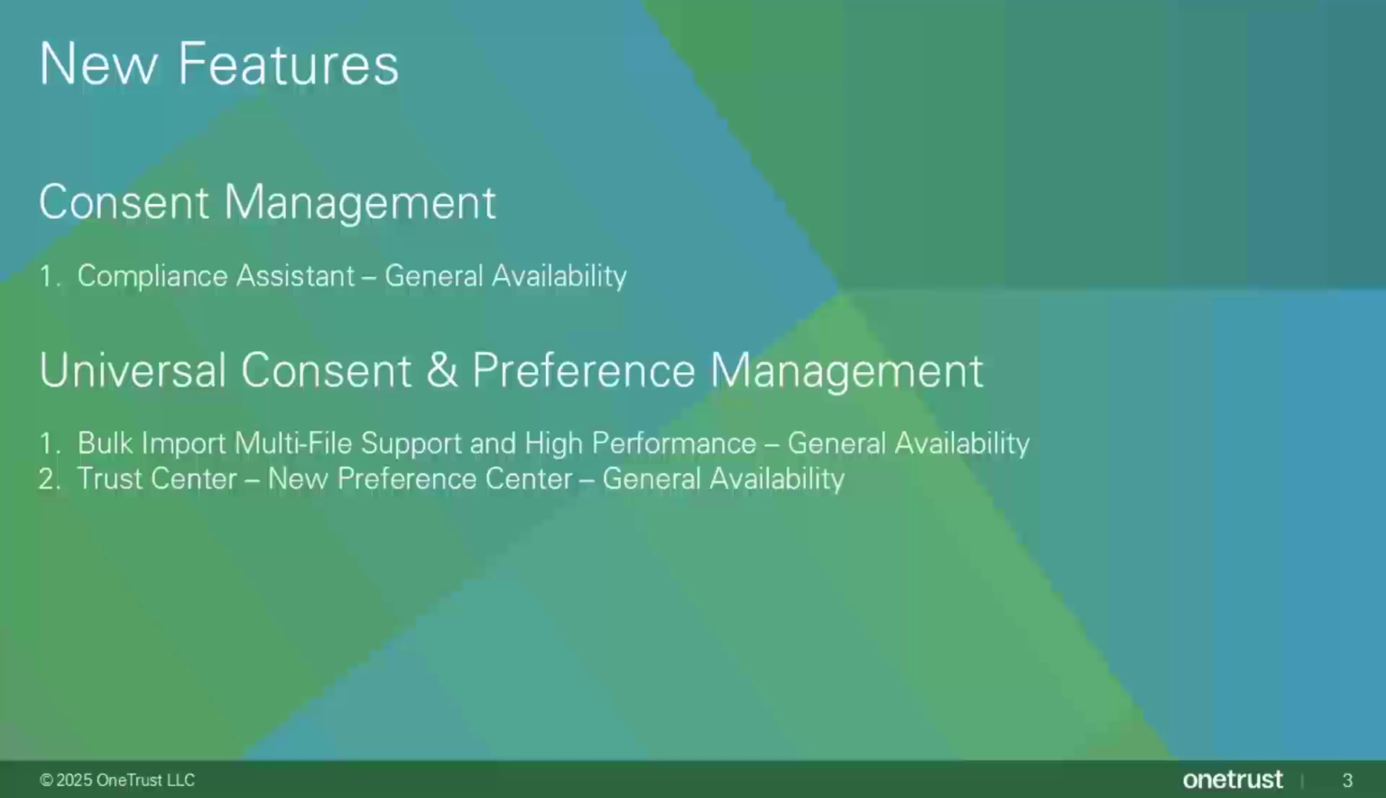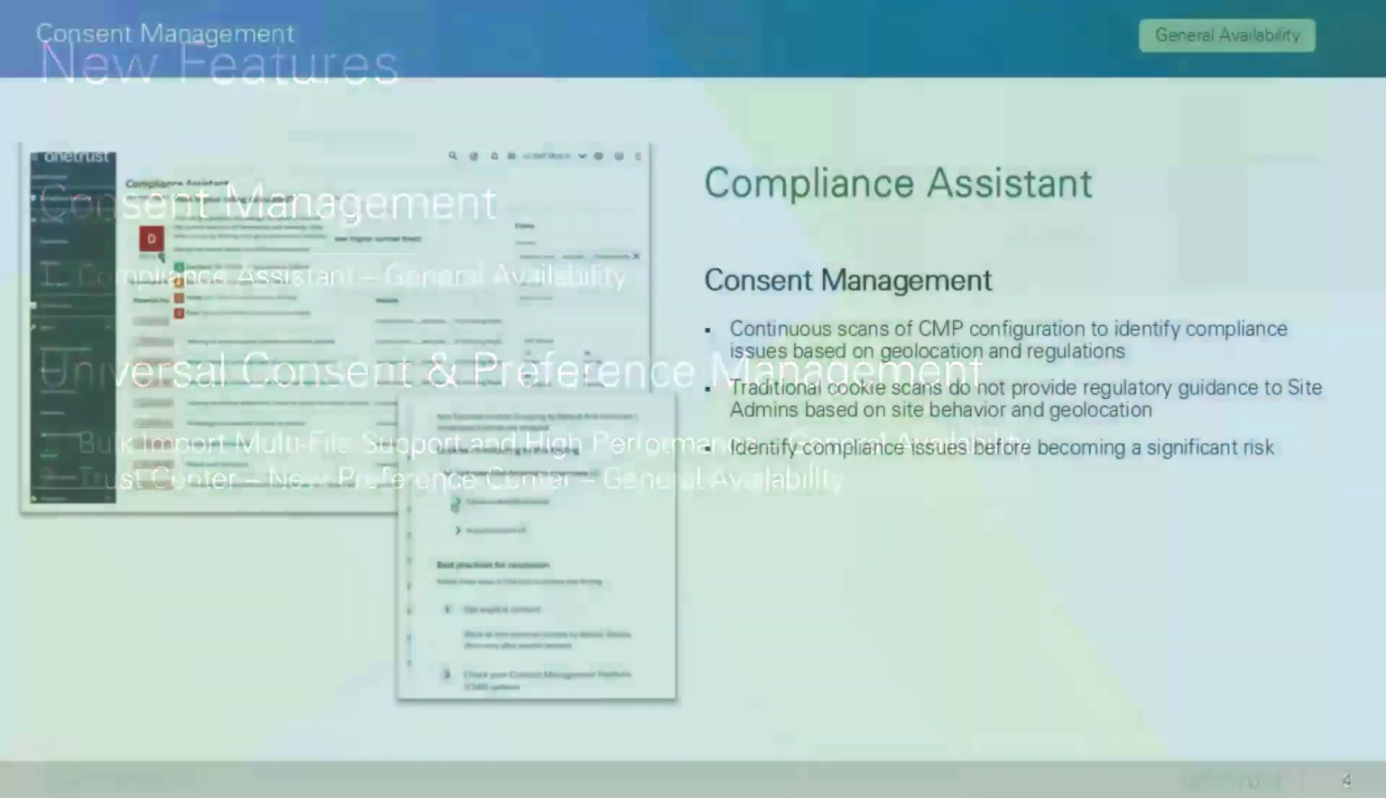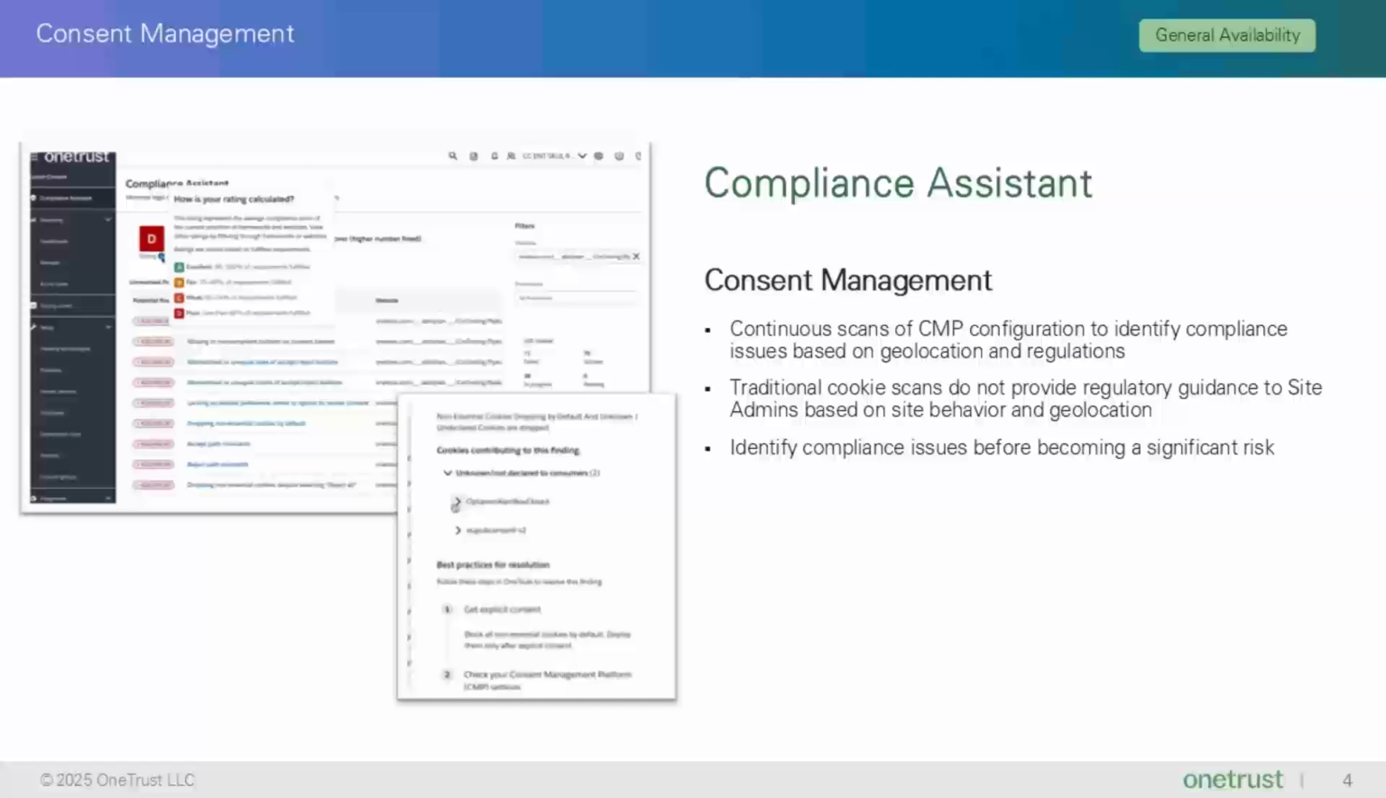In consent management, there is one feature releasing as general availability, the Compliance Assistant, which is available to customers on the new solutions packaging only. In Universal Consent and Preference Management, there are two new features, both releasing as general availability. The features are Bulk Import Multi-File Support and the new Trust Center Preference Center. Let's take a closer look at the new feature in Consent Management.